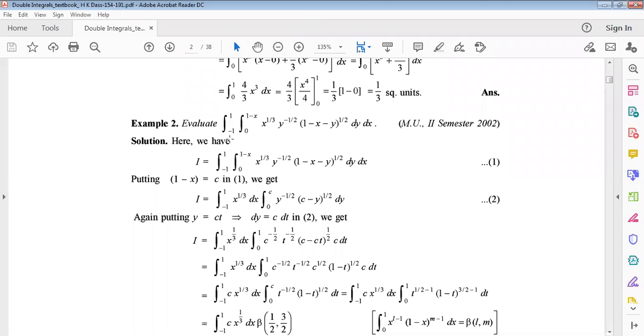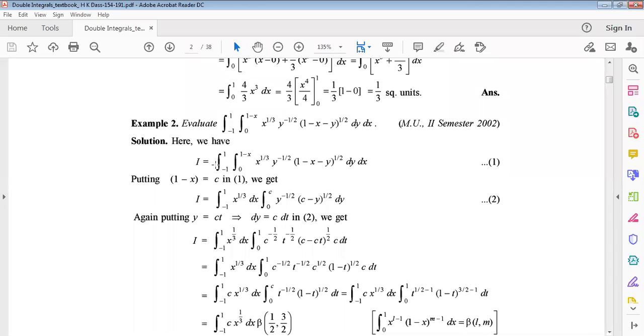Evaluate the integral from minus 1 to 1, and the second integral from 0 to 1 minus x to the power 1 by 3, y to the power minus half, bracket 1 minus x minus y to the power half, dy dx. That means this is a double integral. You have to find out these values in a similar way.